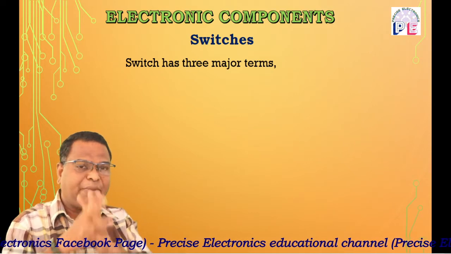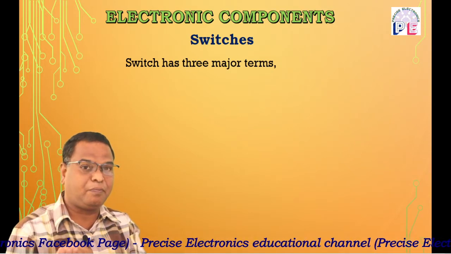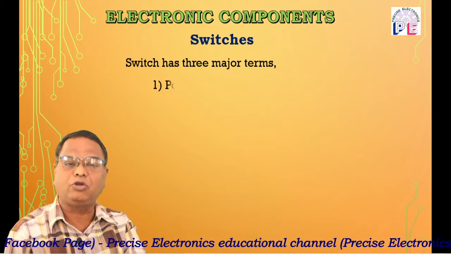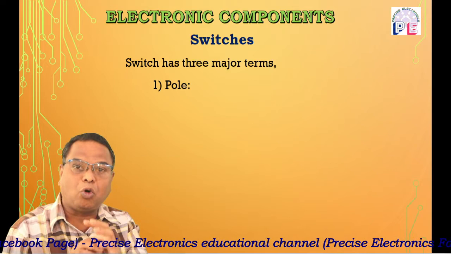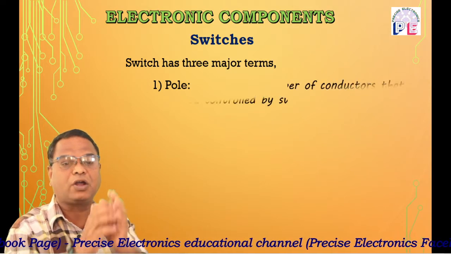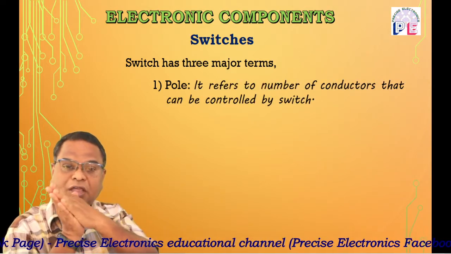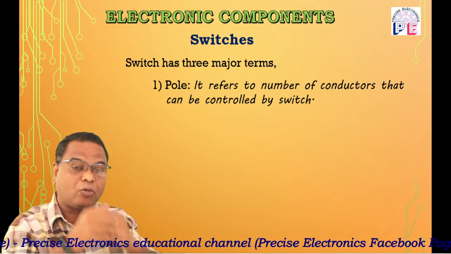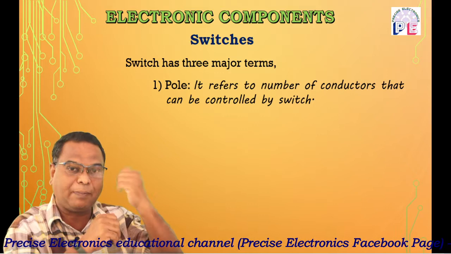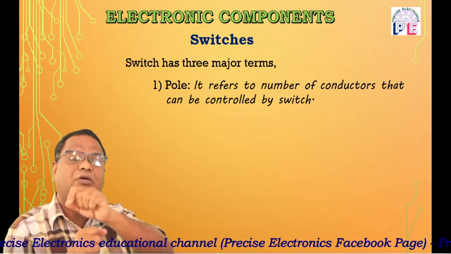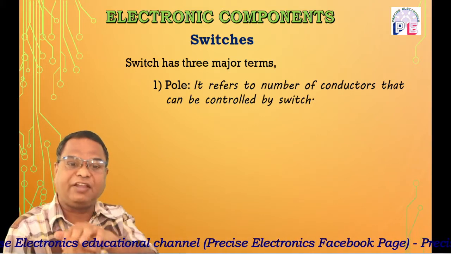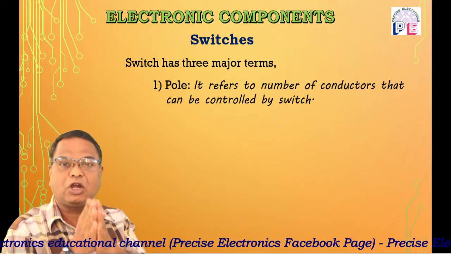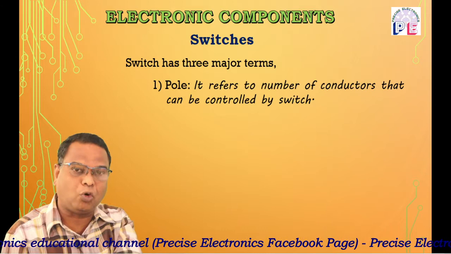Now the switch has three main terms. The first is the pole. What is the pole? The pole refers to the number of conductors that can be controlled by the switch, the number of contacts or appliances that can be controlled using this pole.